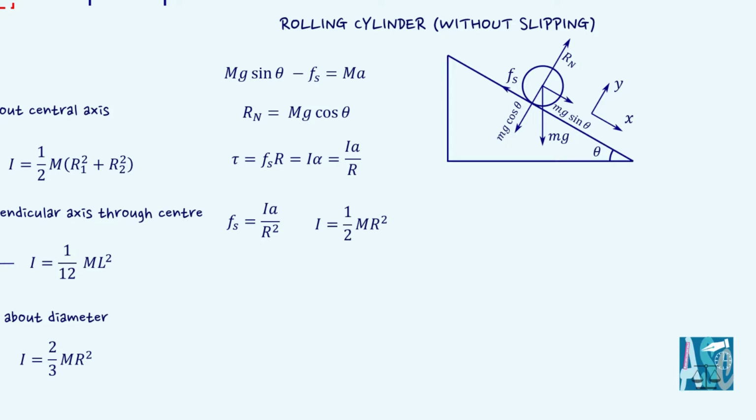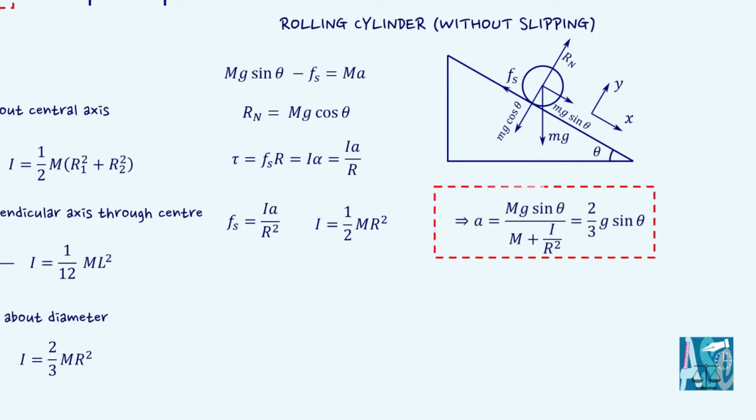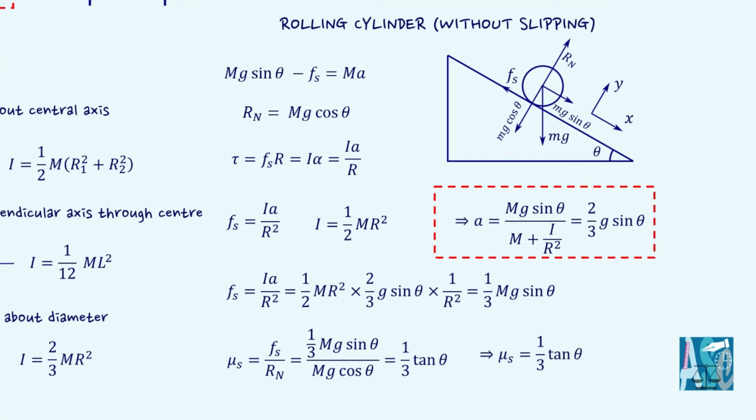Putting these values in the force equation along the x direction, we can estimate the value of linear acceleration a with which the cylinder is moving down the inclined plane: a equal to 2/3 g sin theta. Here, theta is the angle of inclination of the inclined plane. It suggests all rolling solid cylinders have the same linear acceleration down the inclined plane. We can also estimate the minimum coefficient of static friction required for pure rolling using these equations, which is 1/3 of the tangent of the angle of inclination of the inclined plane.